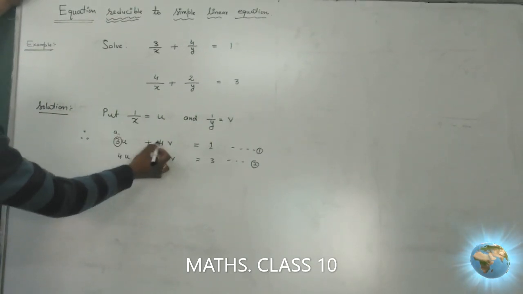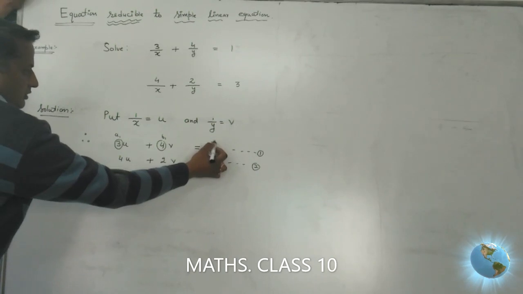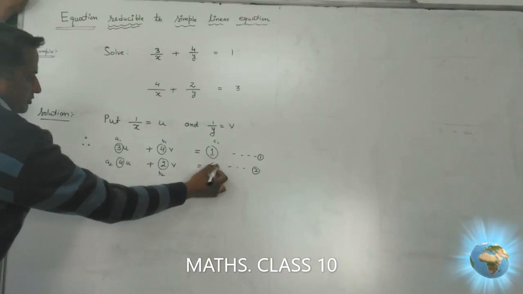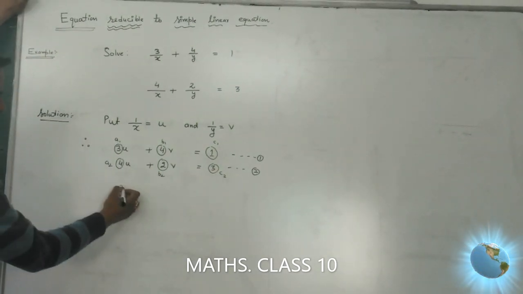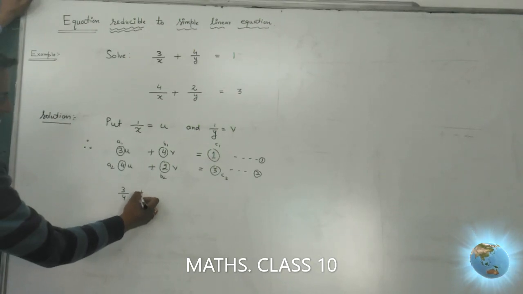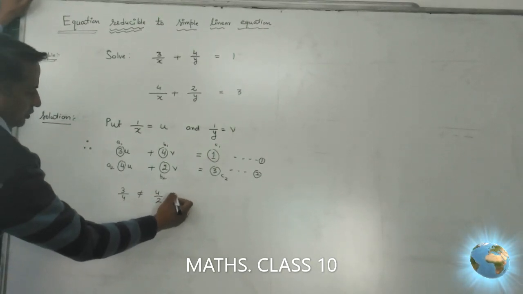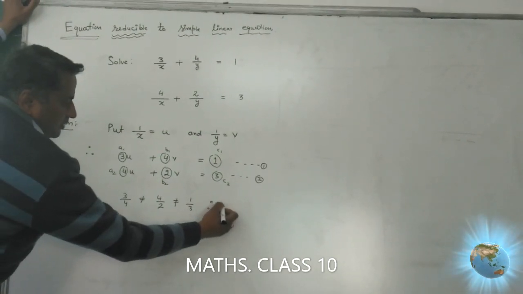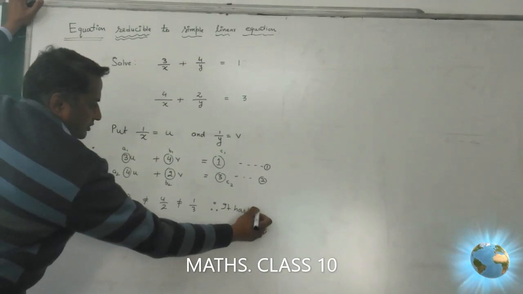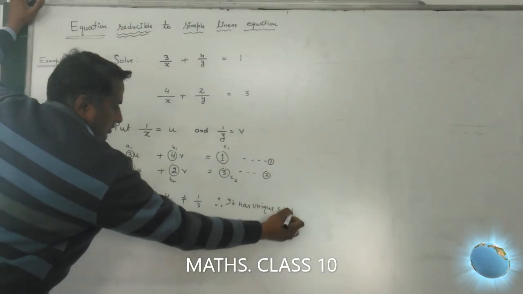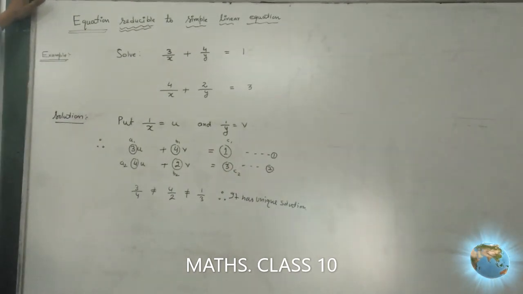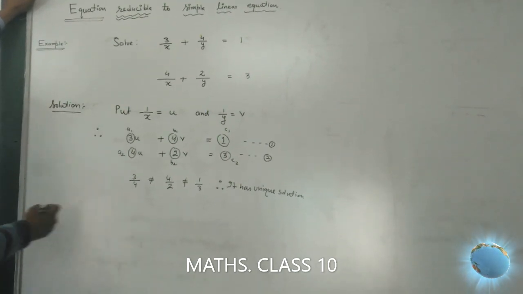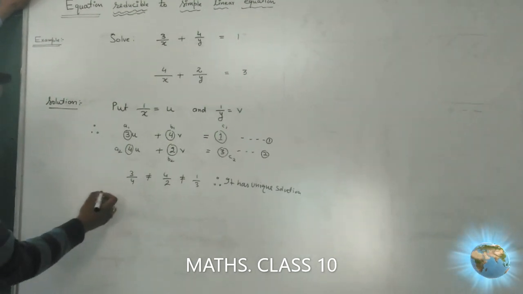This is your a1, b1, and c1, and this is your a2, b2, and c2. So here 3 by 4 is not equal to 4 by 2, which is not equal to 1 by 3. So it means it has a unique solution. It means now we can use any one method to find the unique solution. Here I am using the cross multiplication method. You can use any one method.